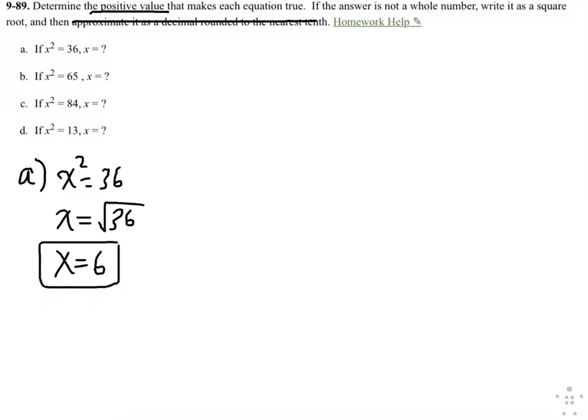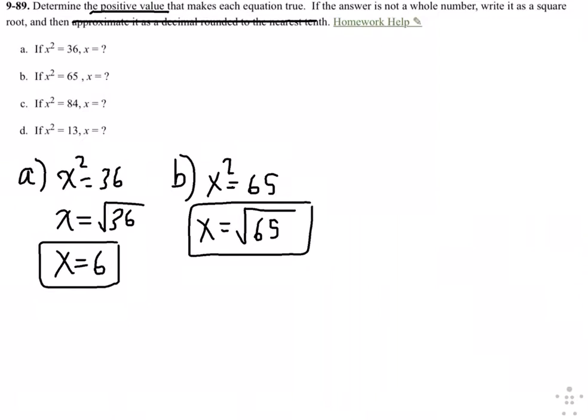So x squared equals 36 for A, right? x squared equals 36. So x equals, we only want the positive, right? So x equals 6 for the first one. For B, x squared equals 65. So x equals the positive square root of 65. And we could leave it like that.